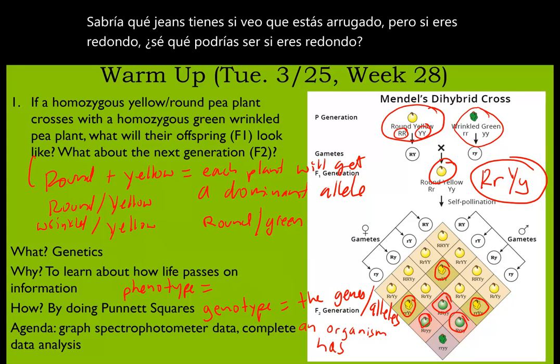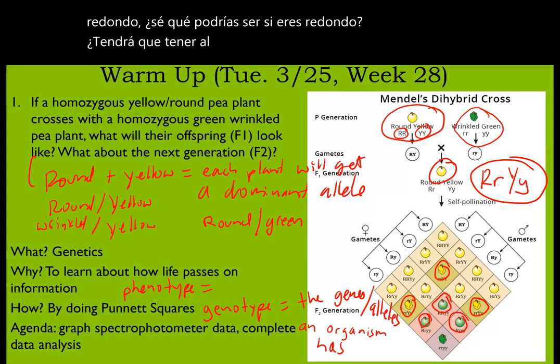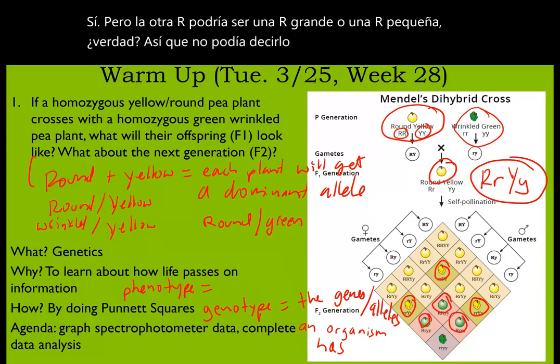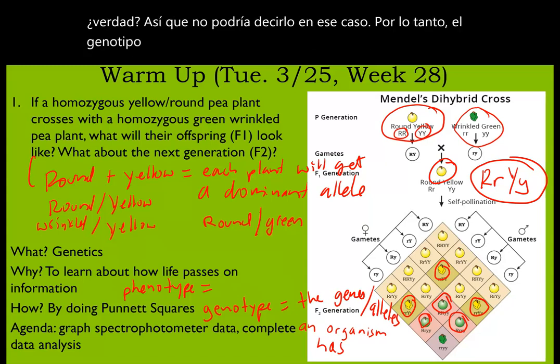Will you have to have at least one big R? Yeah. But the other R could be big R or little r, right? So I couldn't tell in that case. So genotype, usually you have to do some test crossing or look molecularly.